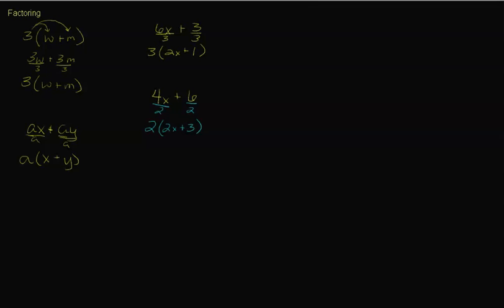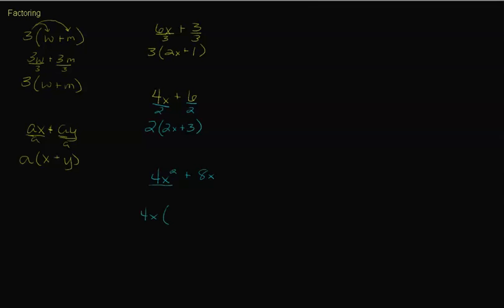Let's say that we have 4x squared, all right, plus 8x. Now this one is a little bit more complicated. What do they both have in common? Well, they both have a greatest common factor of 4. And also, they both have an x. So we're going to put 4x on the outside.